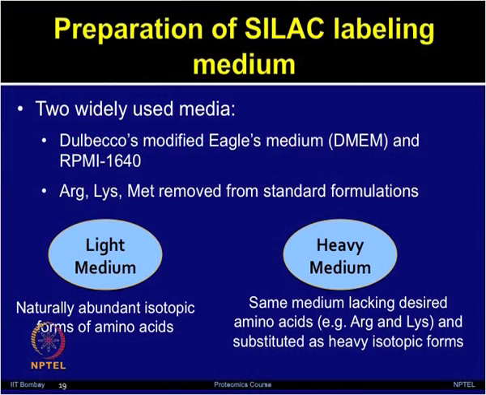So, there are two widely used media. One is the Dulbecco's modified Eagle's medium, DMEM and RPMI 1640. The arginine, lysine and methionine are removed from the standard formulations. The light medium is the naturally abundant isotopic forms of amino acids, whereas the heavy medium is the same medium which lacks the desired amino acid, for example, the arginine and lysine, and it can be substituted as the heavy isotopic forms.